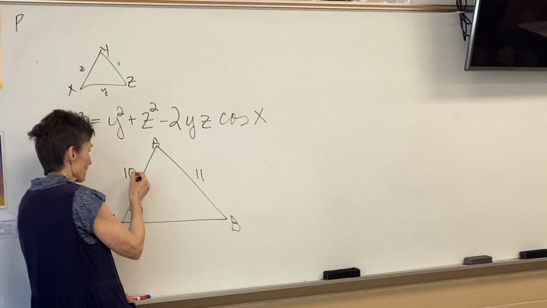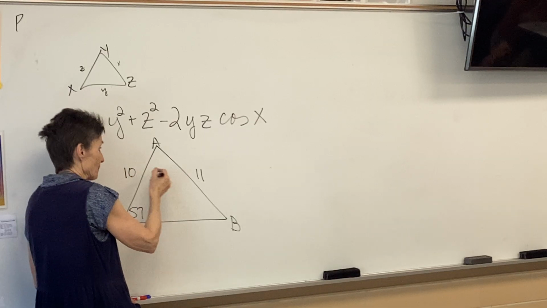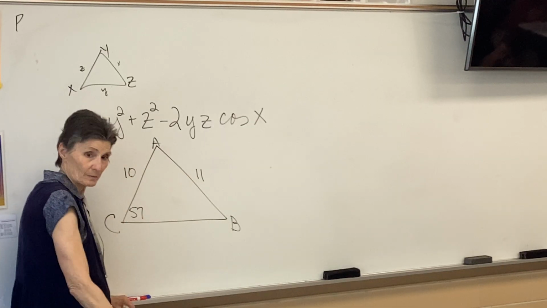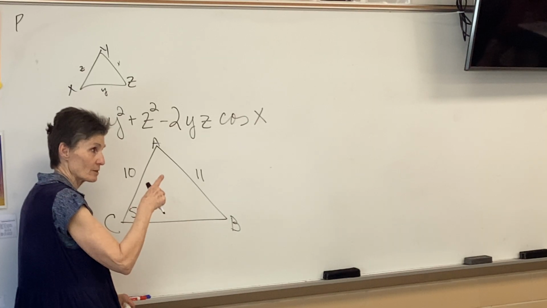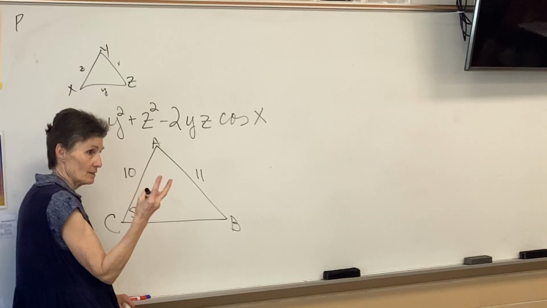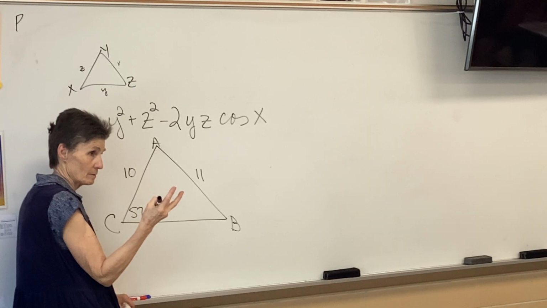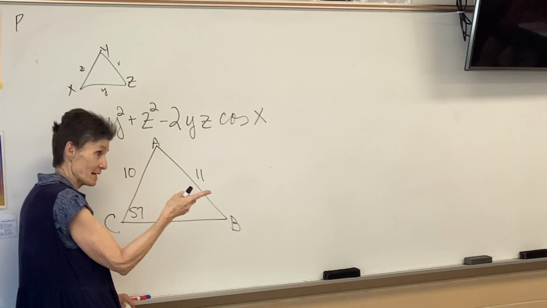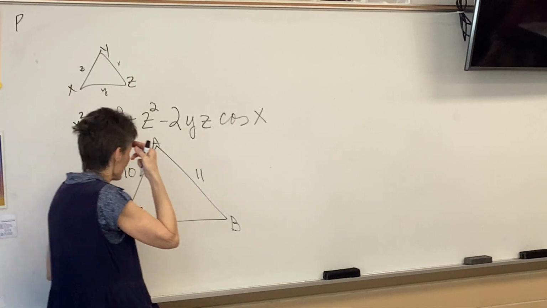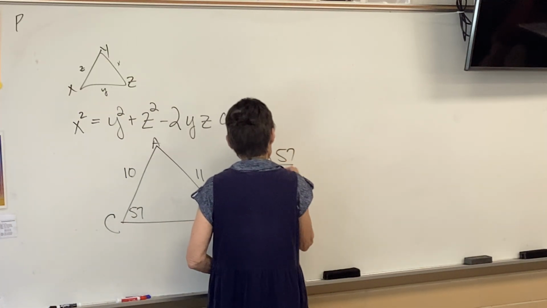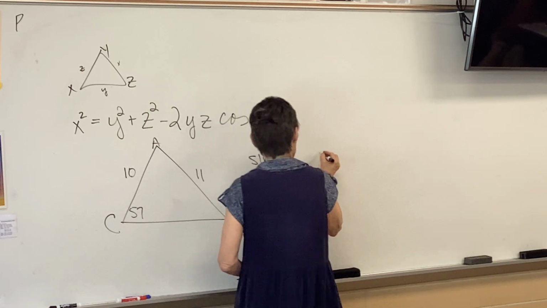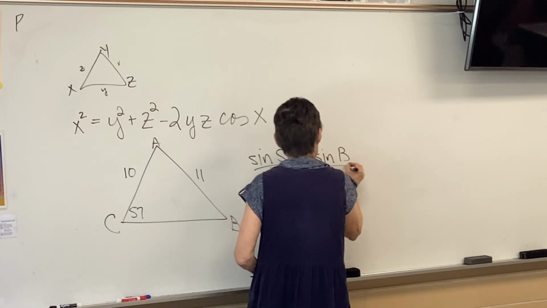Angle, side, side. That means we might have one triangle to solve, we might have two triangles to solve, or none. Maybe that's what we hope for. Let's see. So sine 57 over 11 equals sine B over 10.